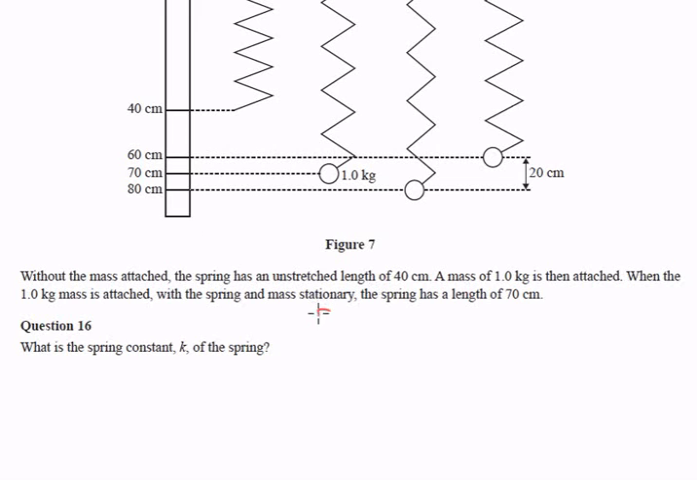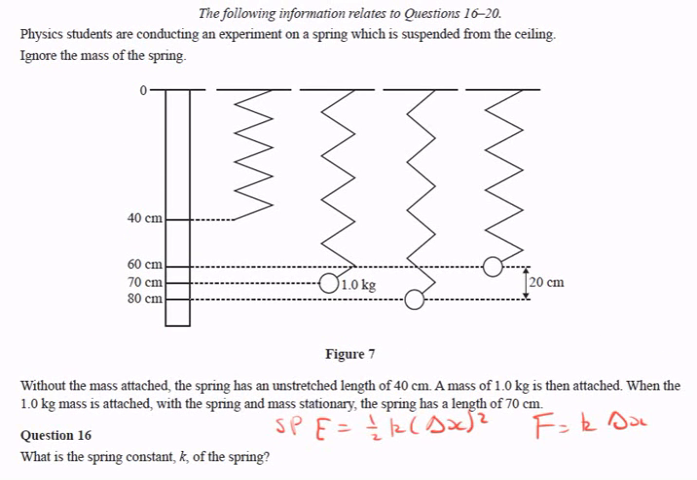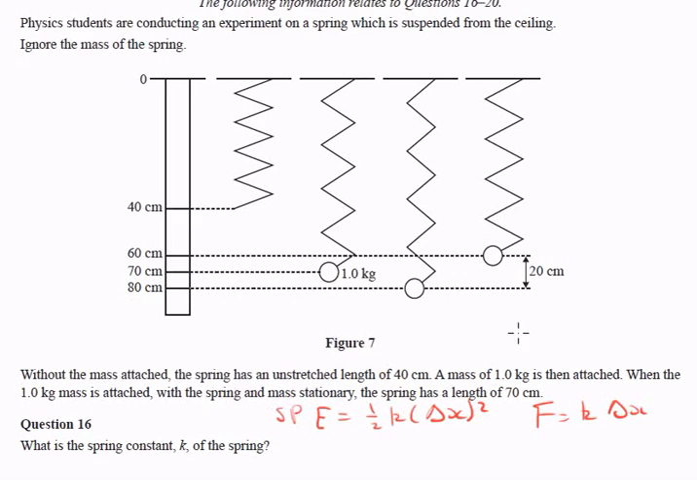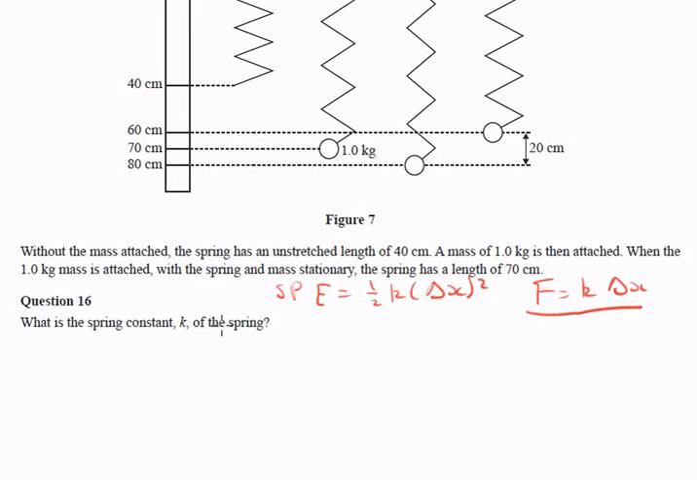The two formulas for springs are the spring potential energy is a half k change in x squared, and force equals k change in x. This is Hooke's law. We don't know anything about the energy yet. Well, in fact, I wouldn't use the energy. What we're going to use is just the simple stretching one for this first question to find out the spring constant. So if we rearrange that, we divide both sides by change in x, we get F over change in x equals k. And put the numbers in.